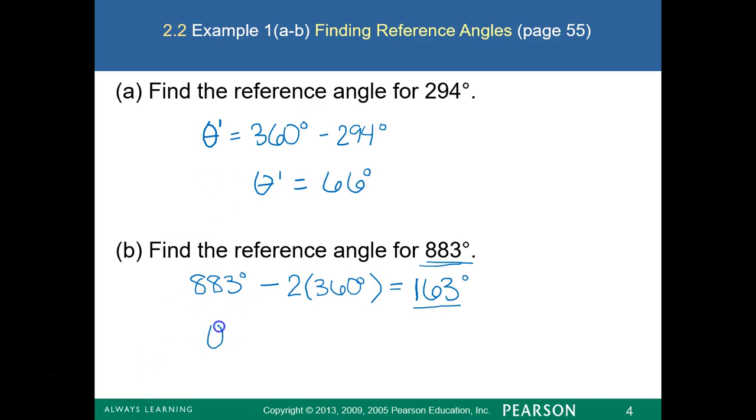So the reference angle is equal to 180 degrees minus 163 degrees. And that gives us 17 degrees. And there's our reference angle. And that's how we do reference angles.